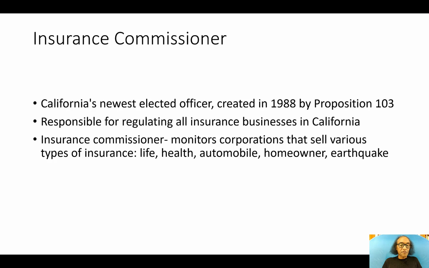In addition, the insurance commissioner's office monitors corporations that sell various types of insurance, including life, health, automobile, homeowner, and earthquake. And part of that monitoring also determines whether rate hikes are appropriate and the extent to which they could be increased. And so it tries to create a more stable and fair insurance environment for consumers in the state of California.